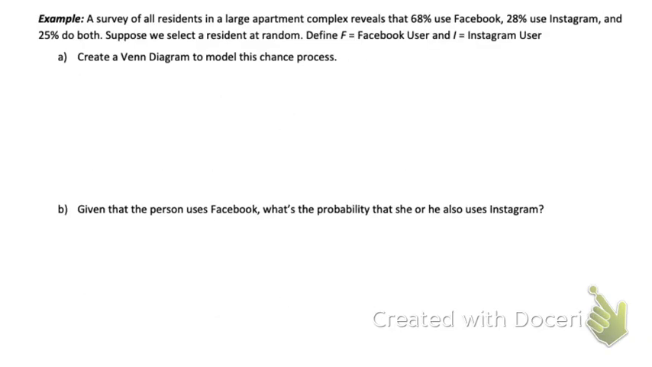We have a survey that was taken at a large apartment complex. It reveals that 68% use Facebook, 28% use Instagram, and 25% do both. Suppose we select a random resident. We're going to define F as a Facebook user and I as an Instagram user. Can you guys make the Venn diagram? Do it.